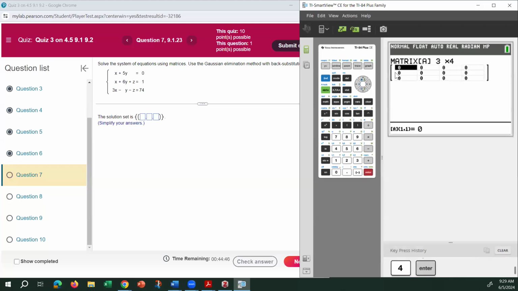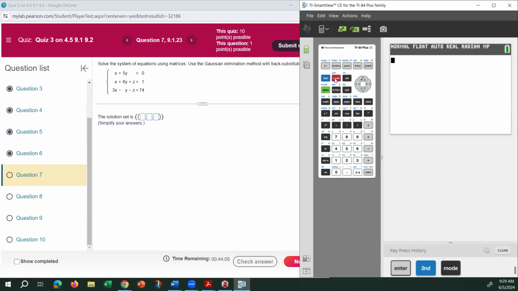And then it gives us a space. The first column are the X values, and the second column are the Y and the Z, and then you have the constants at the end. So the first equation is 1, 5, 0, 0. And the second one is 1, 6, 1, 1, and then 3, -1, -1, 74. At this point, I just want to make sure that you've entered your matrix correctly. I'm glancing at it, it looks good.